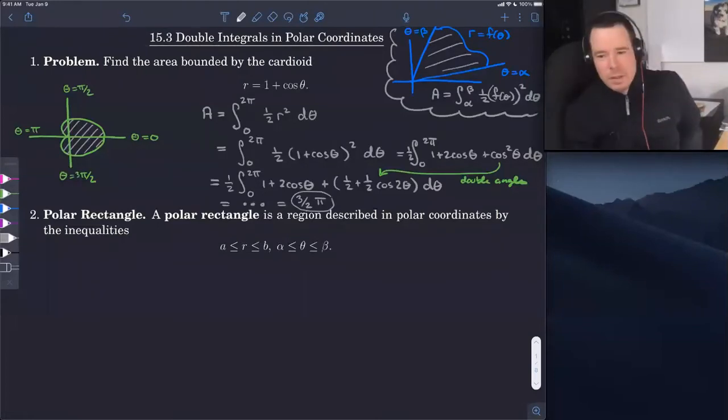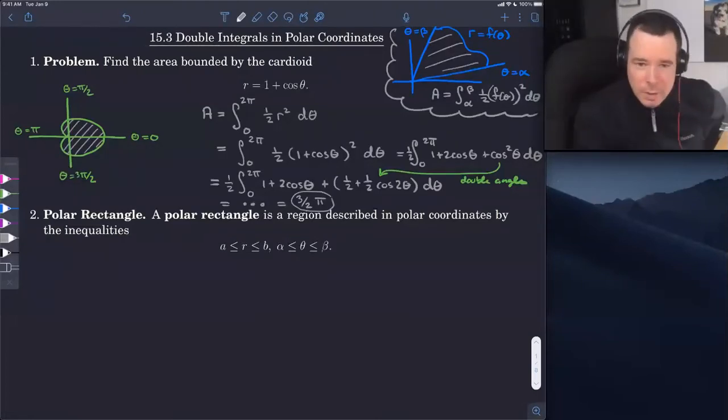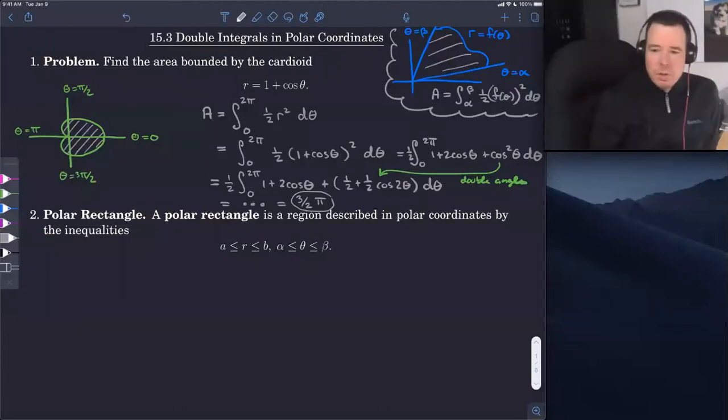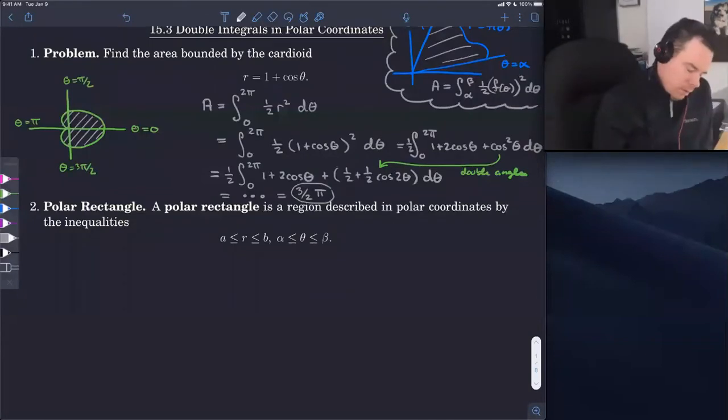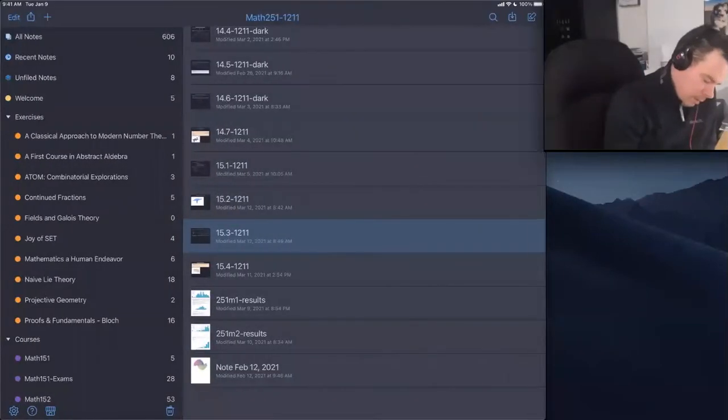Okay, so that's just a brief refresher of the kinds of things we did in calculus 2 with polar coordinates. We could find areas of regions defined by polar curves. Now, what about calculus 3? Well, in calculus 3, we're going to do the same thing that we did in section 15.1. So let's just back it up.